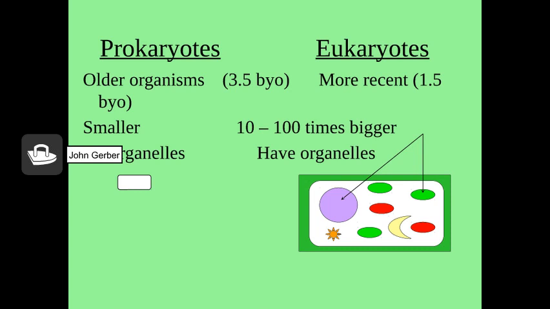Notice the difference between the prokaryotes and the eukaryotes. The older organisms, the prokaryotes, emerged about 3.5 billion years ago. Eukaryotes are much younger. Prokaryotes are smaller and have no organelles, unlike the eukaryotes, which have specialized organelles within.